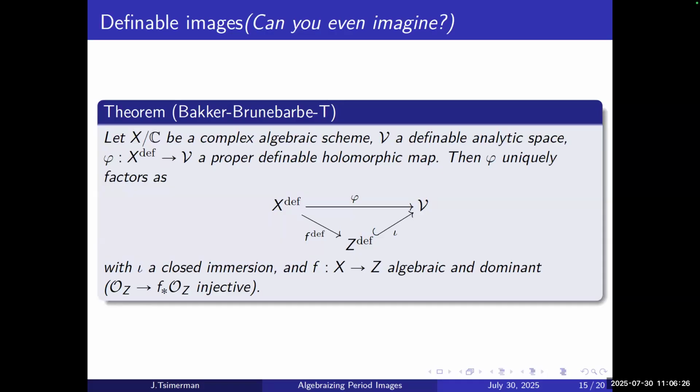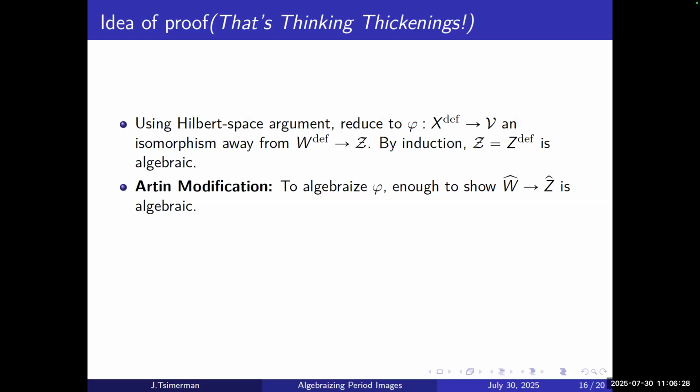Okay. So let me give an idea of the proof, because this proof is really what motivated definable GAGA in the first place. We're going to use definable GAGA as opposed to just definable Chow. Because what are we trying to do? We're trying to show that some contraction, some image of an algebraic variety is algebraic.